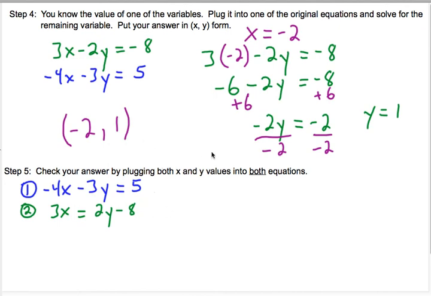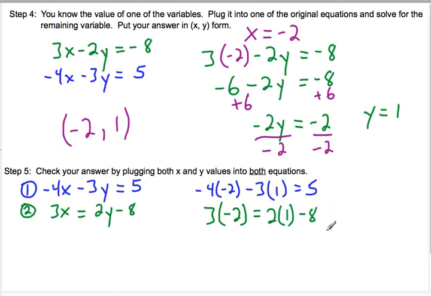So if we plug in -2 here, we're going to end up with -4 times -2 minus 3 times y equals 5. So we get 8 minus 3 is 5, so that worked. And for the green one, we would have 3 times x equals 2 times y minus 8. So -6 equals 2 minus 8. So those both work. So now we know that that's correct.